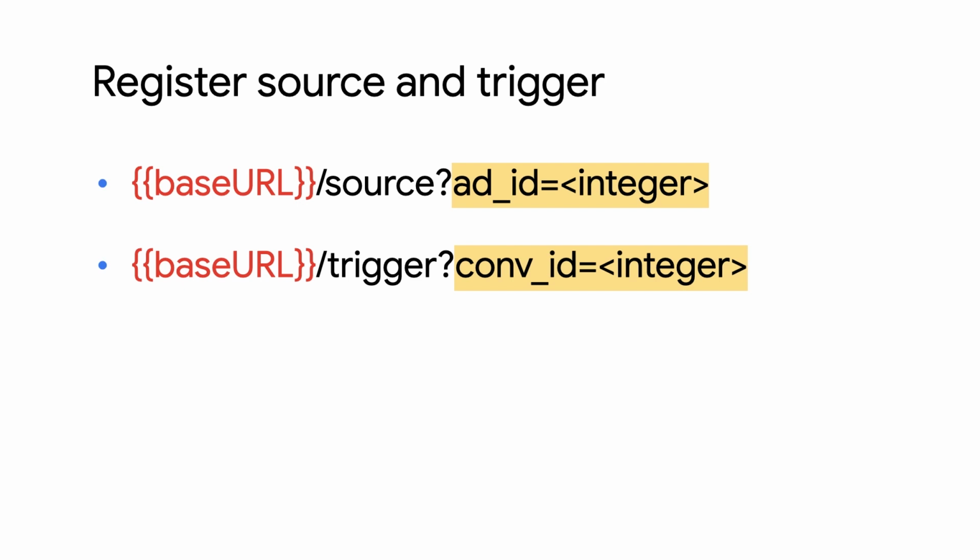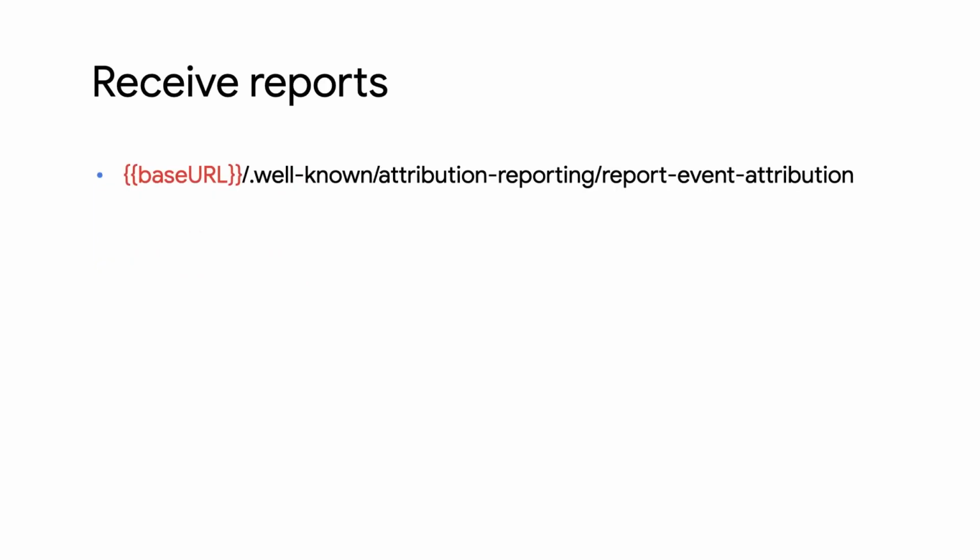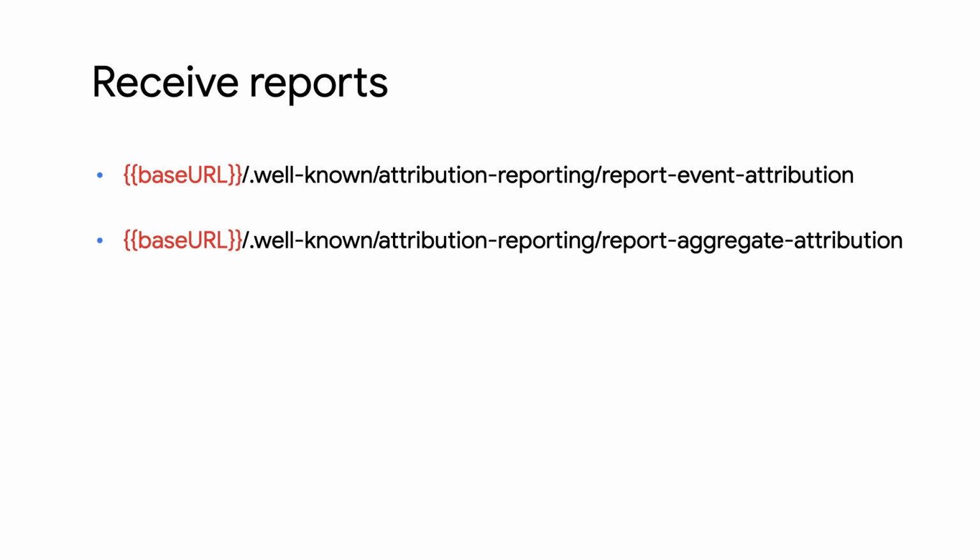In this example, let's say you want to pass in campaign information associated with the source. So you add the optional parameter for an identifier to the end of the register source URL, as shown highlighted in yellow. Let's say you also want to add conversion information associated with the trigger. So you add an optional parameter for an identifier at the end of the register trigger URL, also highlighted in yellow. You also have an endpoint, which will be used to deliver an event report, and an endpoint to deliver an aggregate report. These reports are available only after the user views, clicks, or converts. You will simulate those events a little later in this demo.